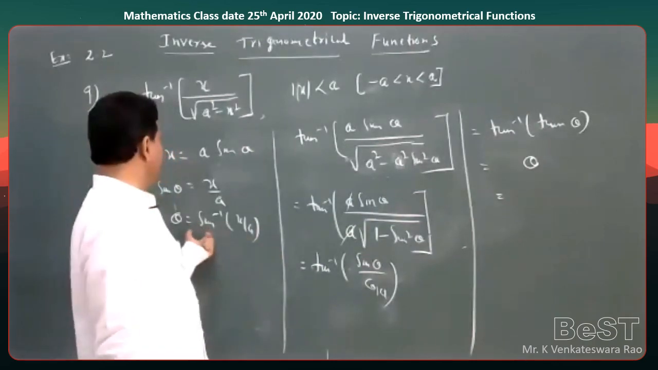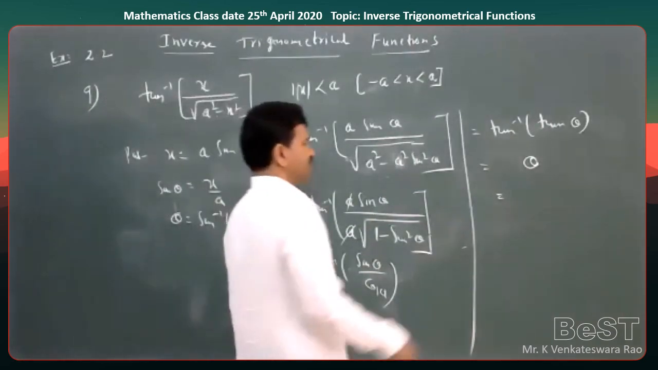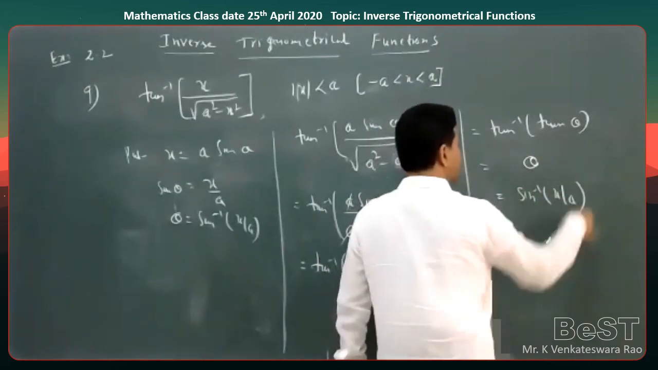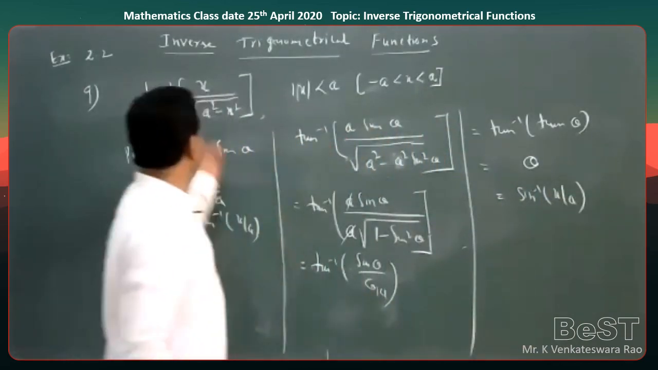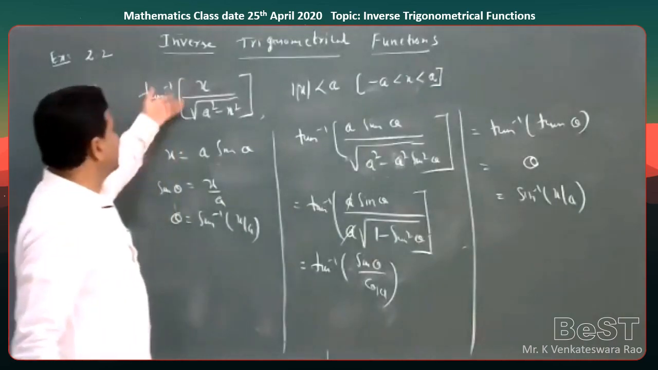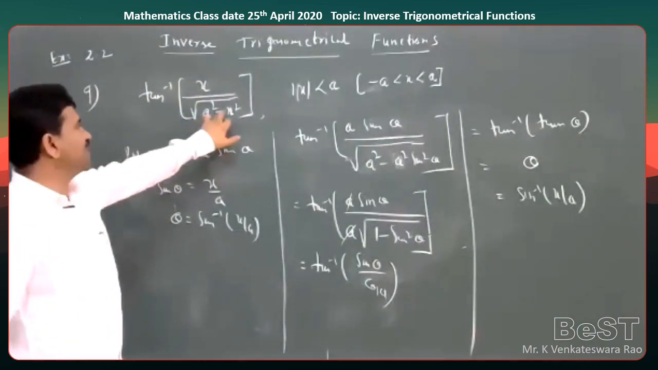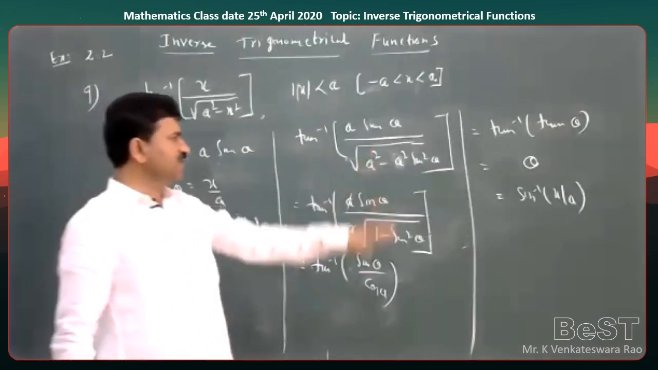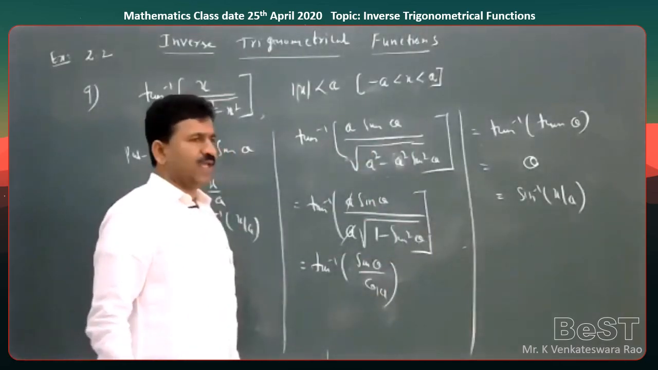What is theta value? Write the theta value. Sin inverse of x by a. So what is the simplest form of the given function? Tan inverse of x by square root of a square minus x square. Simplest form is sin inverse of x by a.